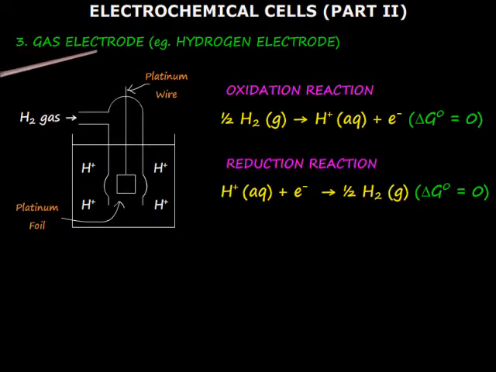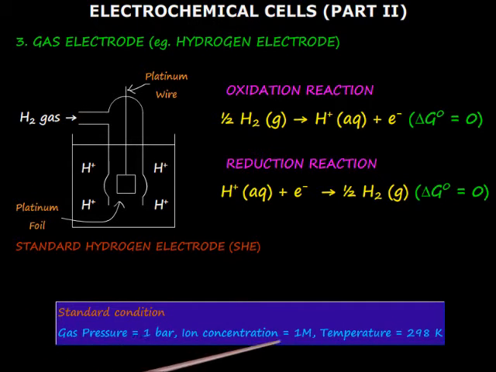Number 3. Gas electrodes. It contains an inert electrode like platinum in contact with a gas like hydrogen and a solution containing ion of the gas element like H plus ion. The hydrogen electrode at standard conditions is called the standard hydrogen electrode, or SHE.